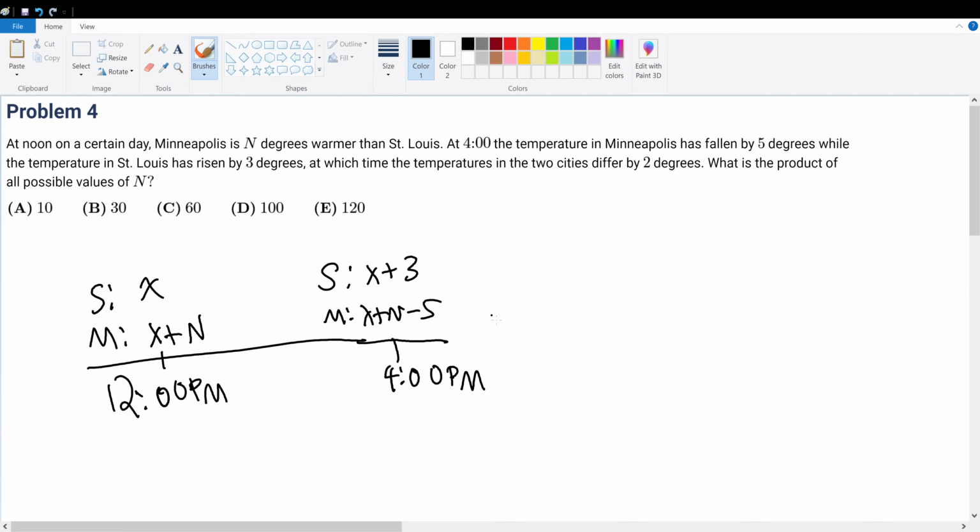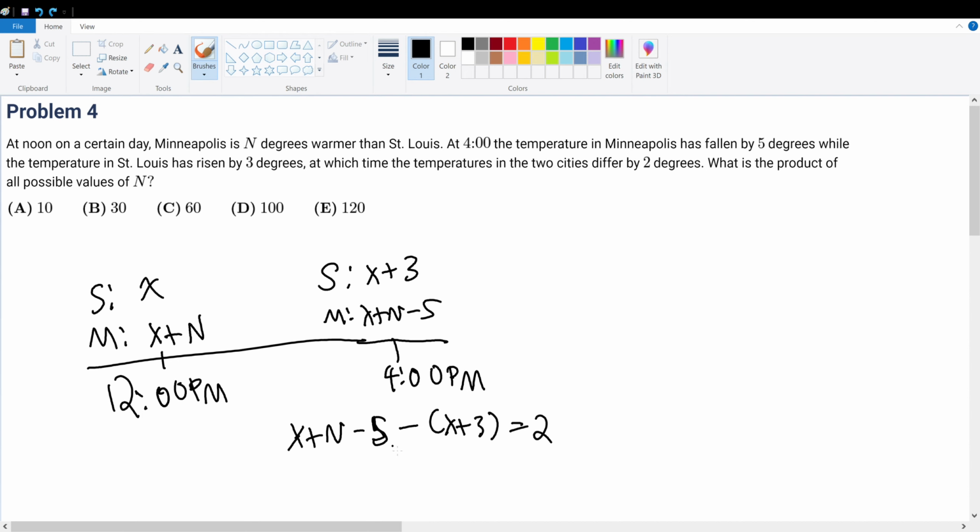At which time the temperatures in the two cities differ by 2 degrees. So x plus n minus 5 subtracted by x plus 3 should give 2. Now I know it's this subtracted by this because, and also don't forget that's a 5, that's not an s. The reason why I know that is because remember, this is x plus n, so obviously it's greater than s. So this would be a positive value, so this is the right equation. So that checks out.